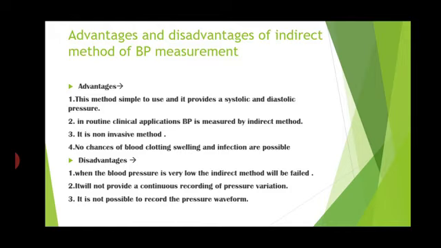Disadvantages. When the blood pressure is very low, the indirect method will fail. It will not provide a continuous recording of the pressure variation. It is not possible to record the pressure waveform. These are the disadvantages of indirect BP measurement.